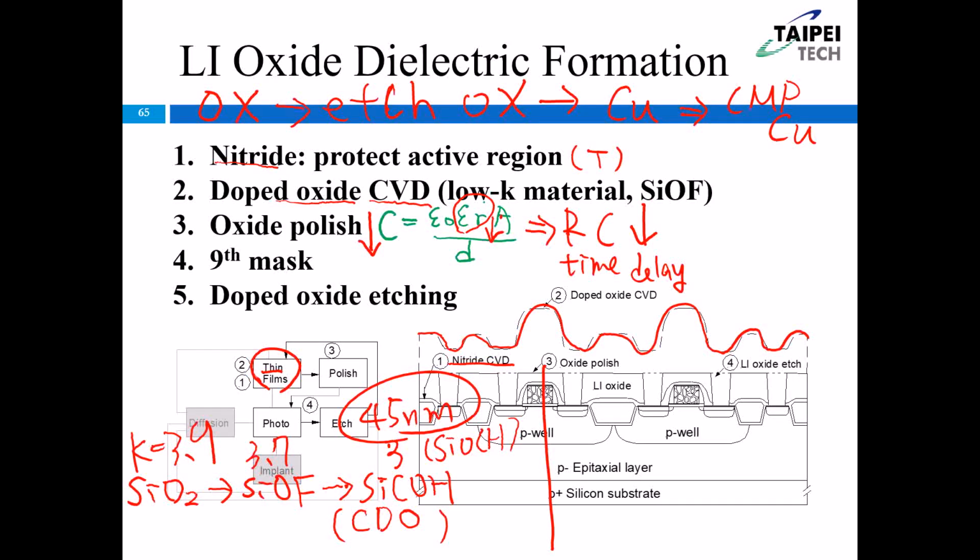So until right now, we choose different materials in order to lower the dielectric constant from 3.9, the ideal value, to 3, okay?